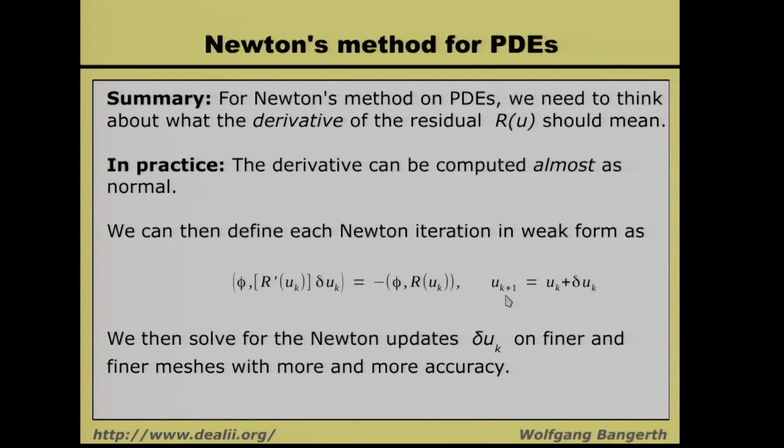Okay. So this is a linear problem here. Every Newton step should, of course, result in a linear system because that is what we know how to solve. And then when you have it defined like this, then Newton's method really proceeds like this, that you solve it on a sequence of finer and finer meshes with more and more accuracy. And in the limit, you should get to the solution of your nonlinear partial differential equation. So that's sort of the overview of what it means to apply Newton's method to nonlinear PDEs.